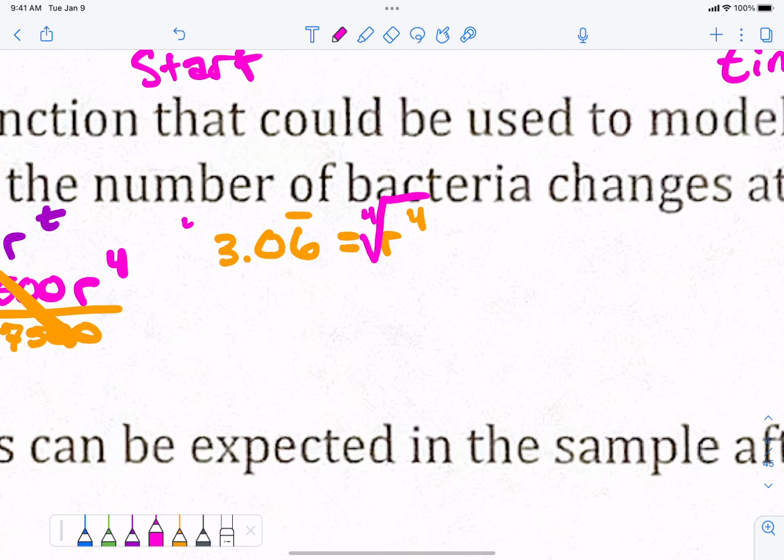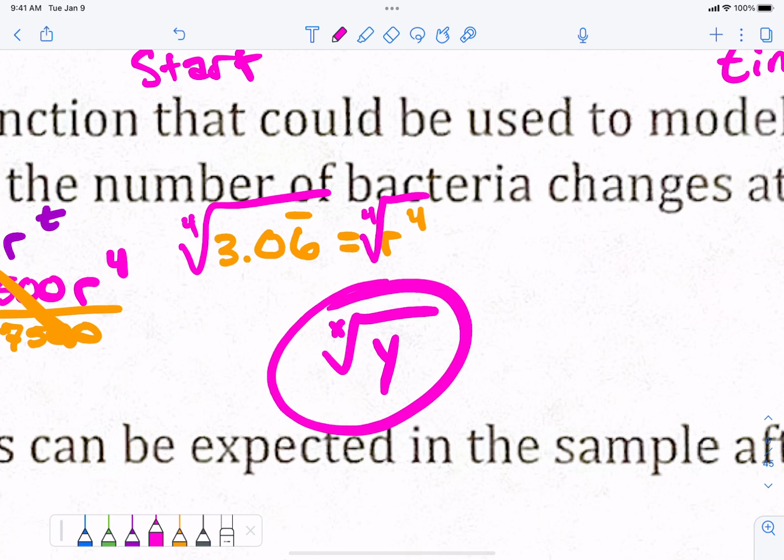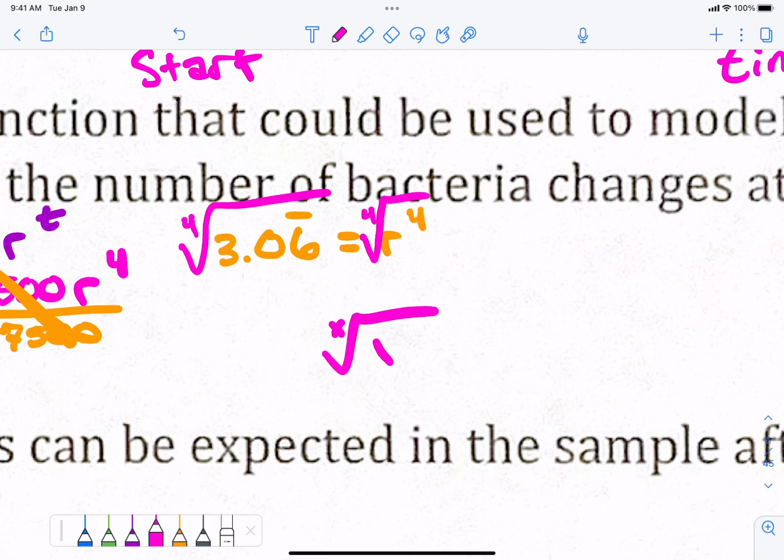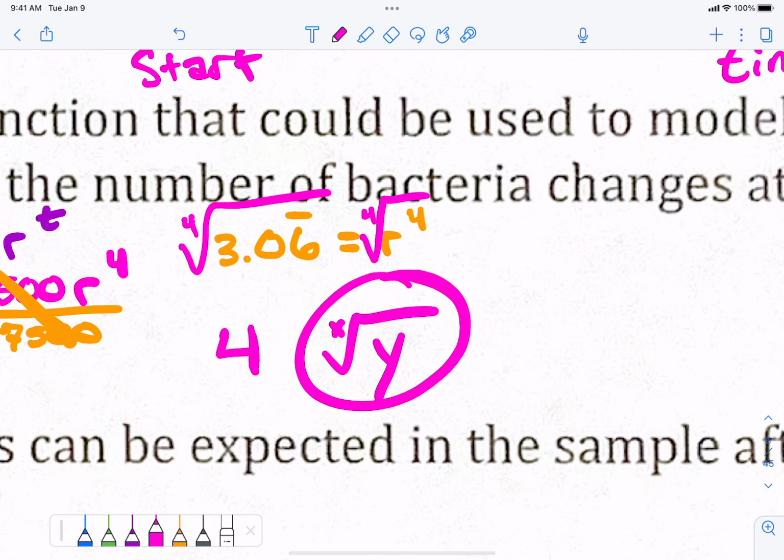Do you guys know how to do the 4th root in your calculator? There's a button that looks like this. It might have a Y in the center of it. It's probably a shift key that you use. So you might have to type in 4 and then hit this button, and then do that 3.0.